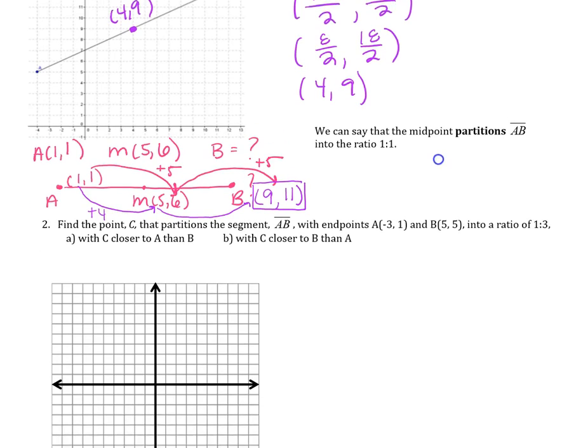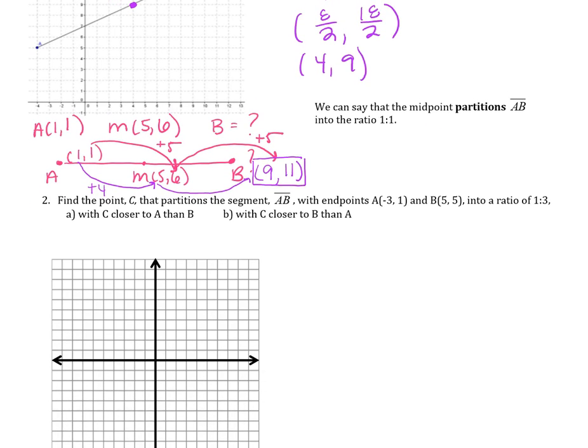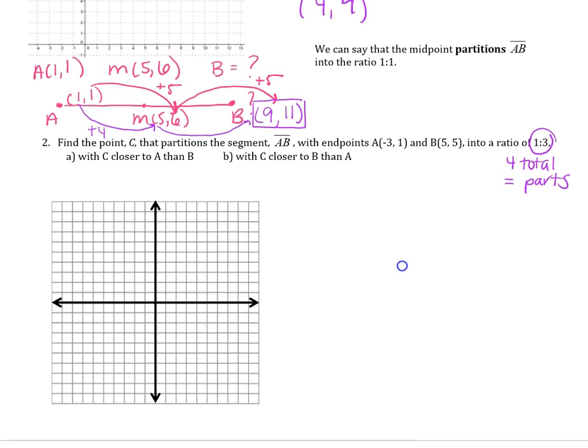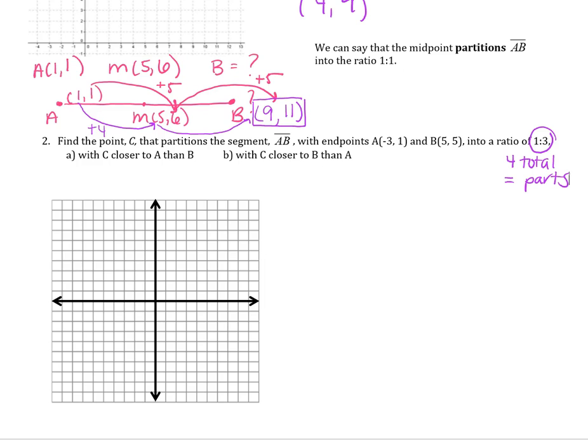Alright, so let's get into a little bit of harder examples. I'm going to find point C that partitions the segment AB with endpoints A, B in a ratio of 1 to 3. I want you guys to think about that as 4 total equal parts. Okay, so I'm going to go ahead and just graph this so we see what we're working with. A is at negative 3, 1. B is at 5, 5.